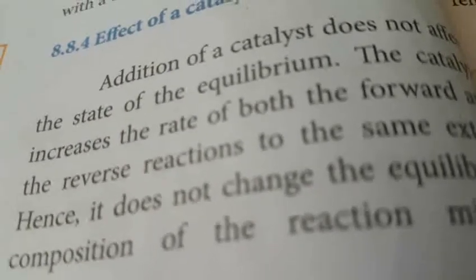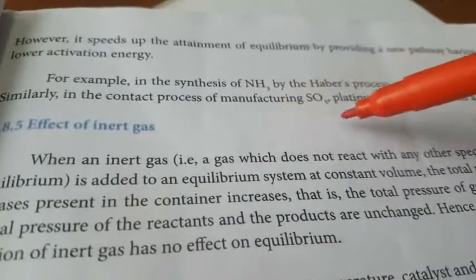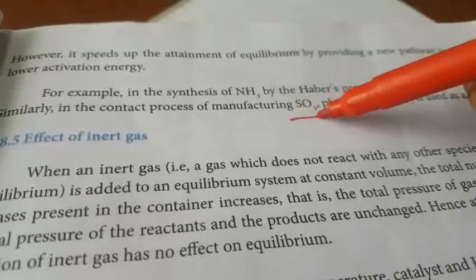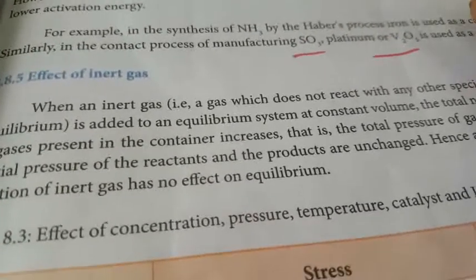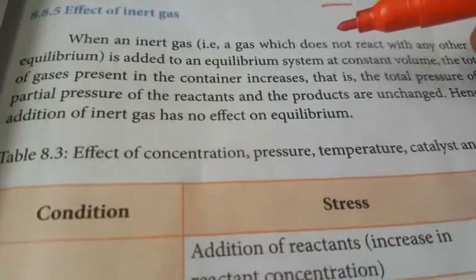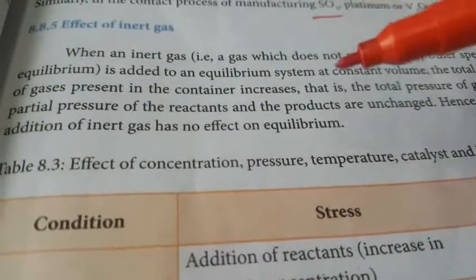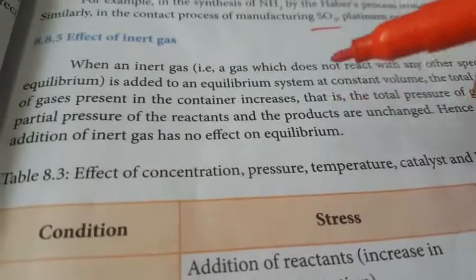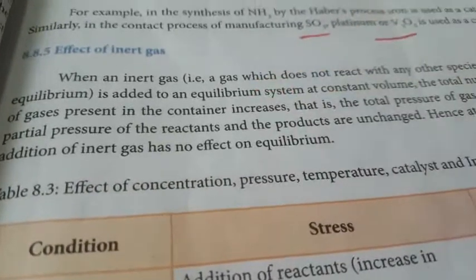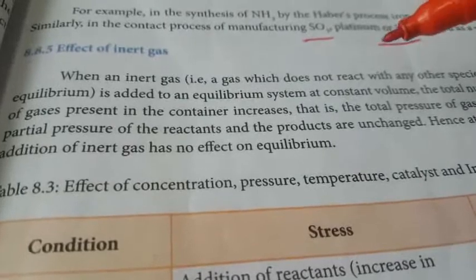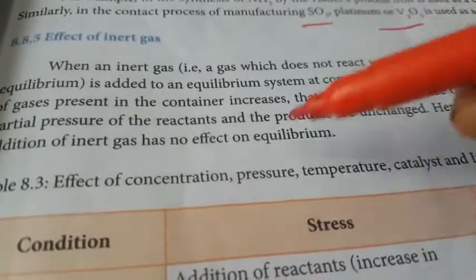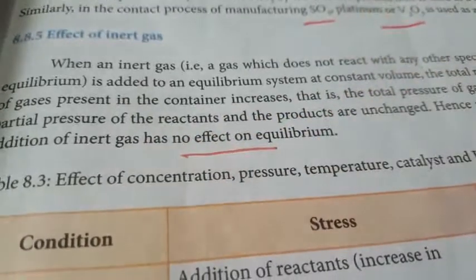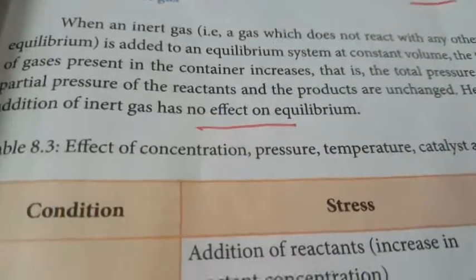In the formation of ammonia, the catalyst used is platinum or vanadium pentoxide. Next one is the effect of inert gases. When we add inert gases, there is no change in the equilibrium, because inert gases do not react with any of the compounds. So the total pressure changes, but the partial pressure has no effect on the equilibrium. So with inert gases there is no shift in equilibrium in that reaction.